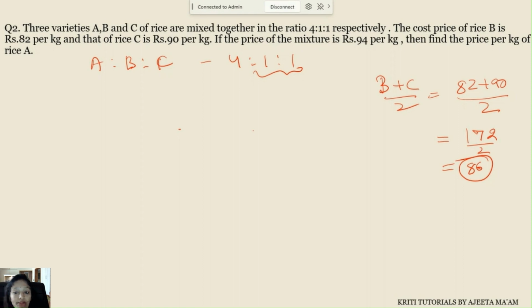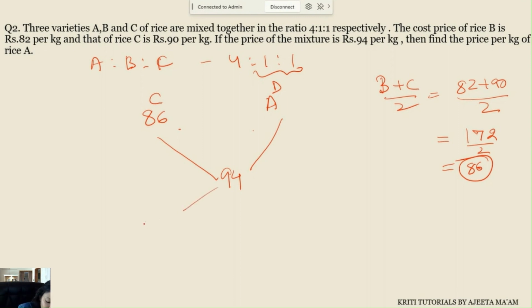So now one price is 86. 86 is less than 94. It means 86 is cheaper. So 86 is cheaper and A is dearer because 86 is less than our mean price, which is 94 rupees per kg. Right? So this is how we take care of that: the mean price is always between the costlier and the dearer. So now we have to simply solve for A.